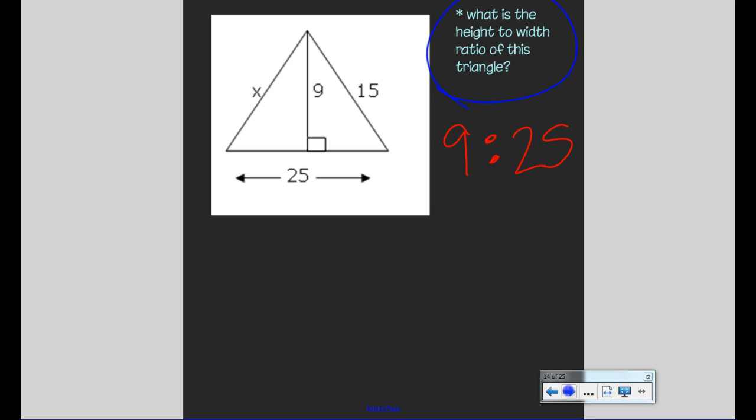When it asks for a ratio, all you're doing is dividing or putting the numbers next to each other. Make sure it can't be reduced. Did you put it in your calculator? 9 divided by 25, math, enter. It'll spit 9 divided by 25 right back at you because it can't be reduced. But there will be a problem on the test asking about a ratio. I just want to make sure you can do it. Okay, now solve for x. Go.